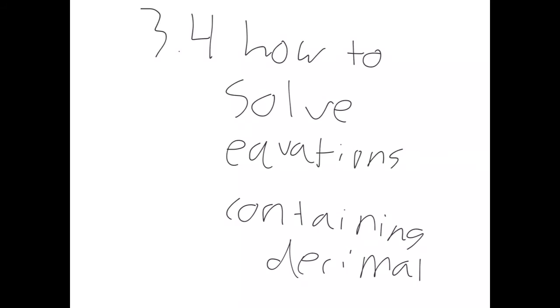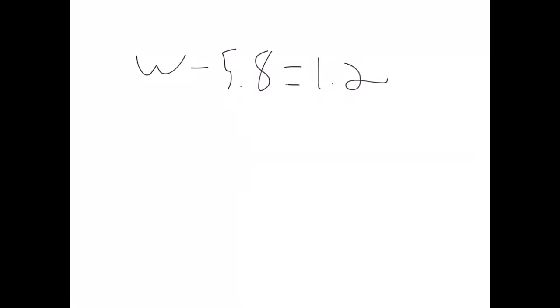Okay, this is 3.4, how to solve equations using decimals. Okay, so what you want to do here, this is w minus 5.8 equals 1.2. Now, what you do for subtraction is that you do the opposite. Subtraction is now going to be addition.